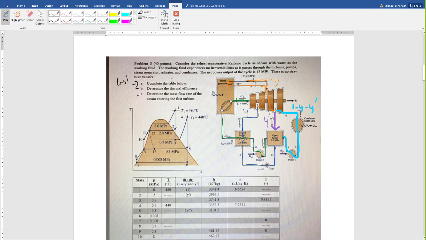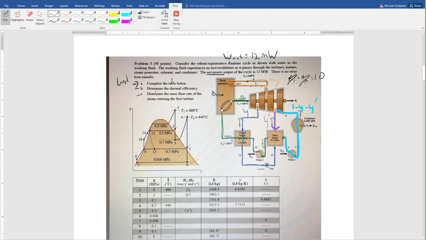So there's some things we're going to have to know. Consider the Rankine reheat regenerative cycle as shown with this information all down here. The working fluid experiences no irreversibilities. So that means we're going to assume that the turbine efficiency is equal to the pump efficiency is equal to 1.0, or 100%. And we know the net power is equal to 12 megawatts. No heat losses, right? That's what that tells us.